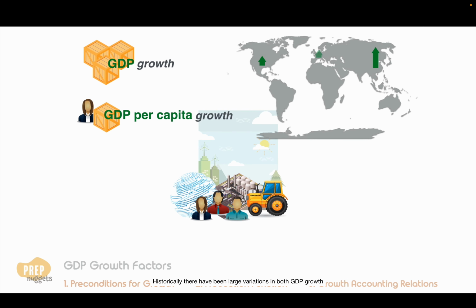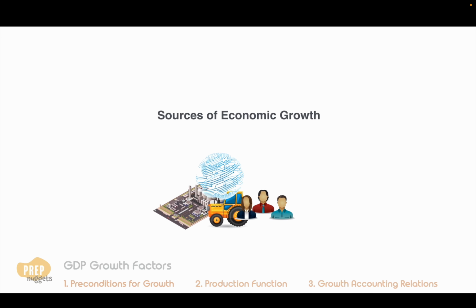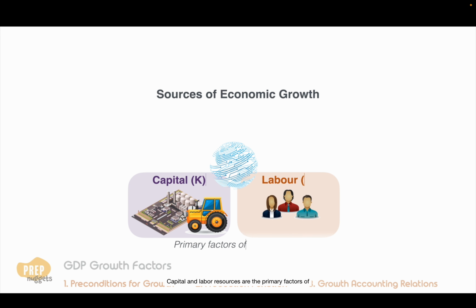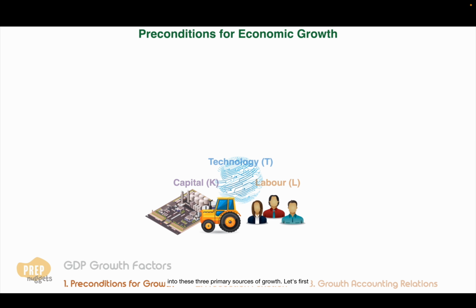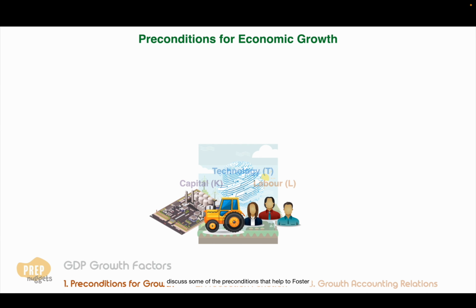Historically, there have been large variations in both GDP growth rates and per capita GDP across countries. To understand why, we need to first consider the sources of economic growth. Capital and labour resources are the primary factors of production. Together with the use of technology, these are the primary sources of GDP growth. Before diving into these three primary sources of growth, let's first discuss some of the preconditions that help to foster an environment of growth.